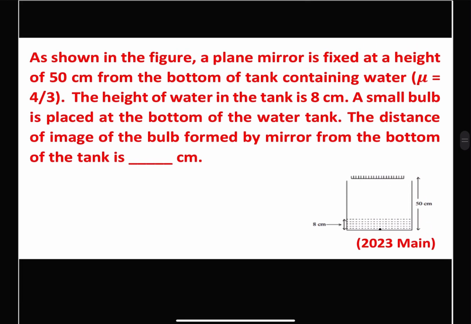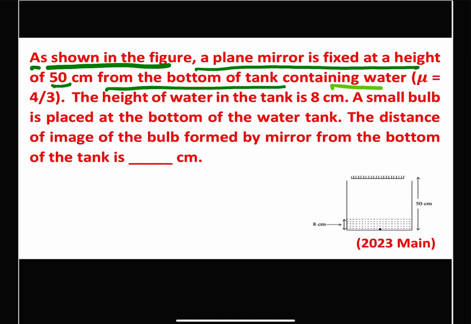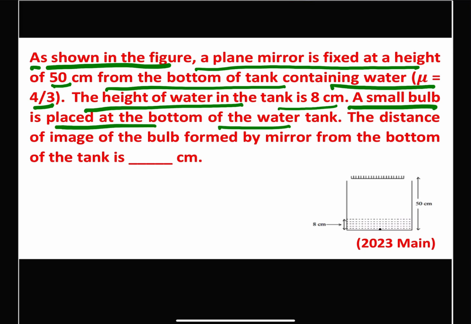We are given, as shown in the figure, a plane mirror fixed at a height of 50 cm from the bottom of a tank containing water, refractive index 4/3. The height of the water in the tank is 8 cm. A small bulb is placed at the bottom of the water tank. The distance of the image of the bulb formed by the mirror from the bottom of the tank is, so we need to find out the image position of this bulb which is at the bottom.